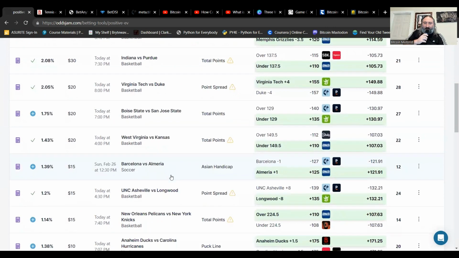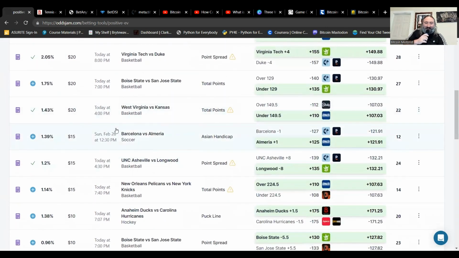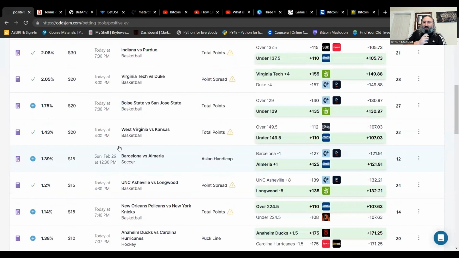So for example, here's a bet right here. Well, this one I've already bet. So that's a bad example. But here's a perfect one right here. Barcelona versus Almeria. And this soccer match is on BetAnySports. It's recommending a bet size of $15. So I will not place this bet because I know there's going to be no shortage of opportunities to bet on BetAnySports. So I will pass on this bet and I will wait for a better place to put my money, for a better opportunity to bet my money.